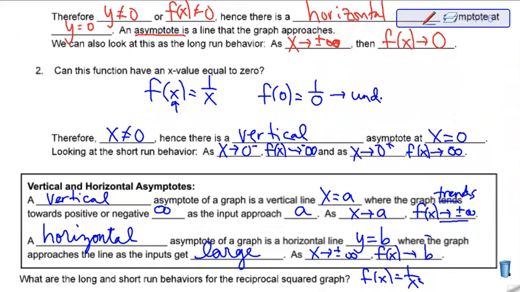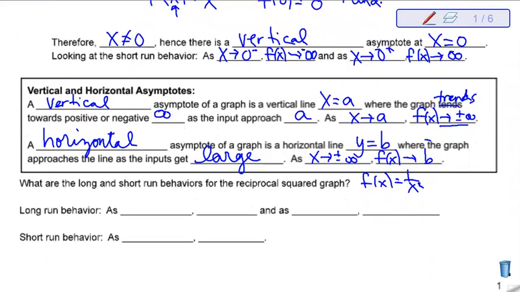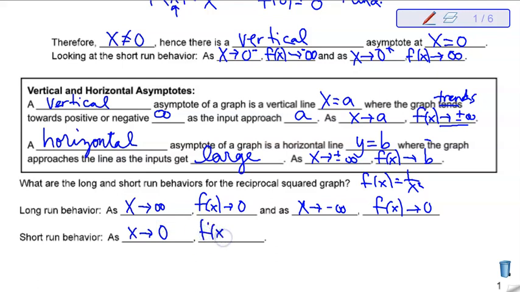So, long-term behavior is when I'm going to plus or minus infinity. So as x goes to infinity, then f of x goes to 0. And as x goes to negative infinity, then f of x goes to 0 as well. Short run behavior is as we approach that 0. As x approaches 0 from both sides, then in our f of x equaling 1 over x squared, our function value goes to positive infinity on both sides.